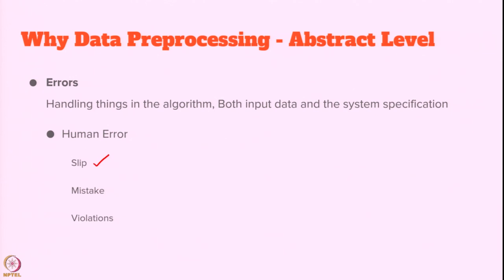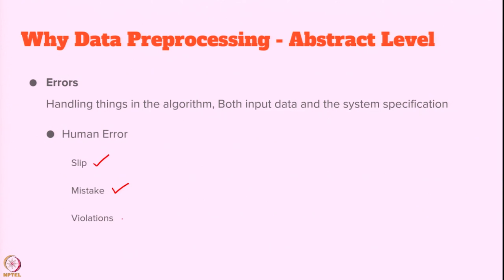So accidentally you miss .com, or accidentally you miss the dot before the com. These are actually slips, where you know the answer but you fail to do it at that point of time. A mistake is when you don't know what exactly to do, but you think that that is the correct one and you try to do that. That is a mistake.